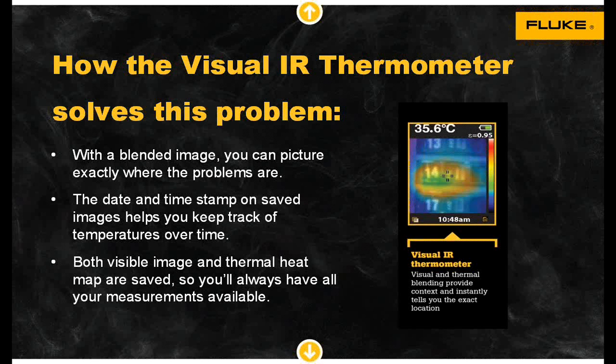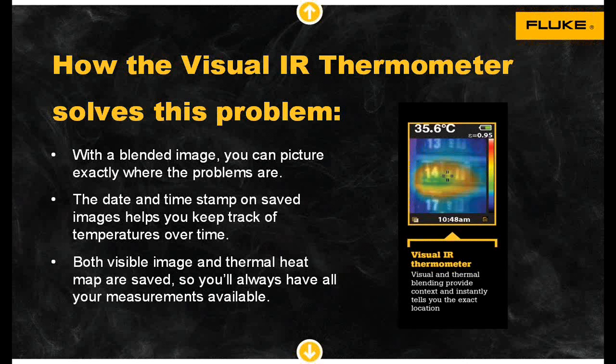How the visual IR thermometer solves this problem. With a blended image, you can picture exactly where the problems are. By combining the best of a single spot temperature gun and a thermal imager, you can quickly find a hot spot or temperature anomaly with the unit's thermal heat map and the contextual information of which component is demonstrating an anomaly with the unit's built-in visual camera.